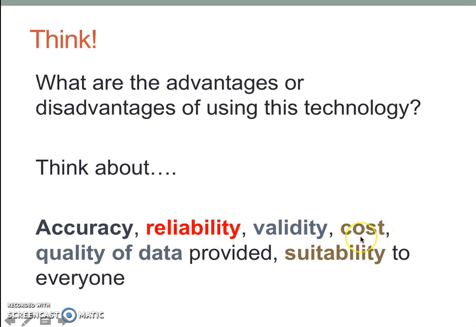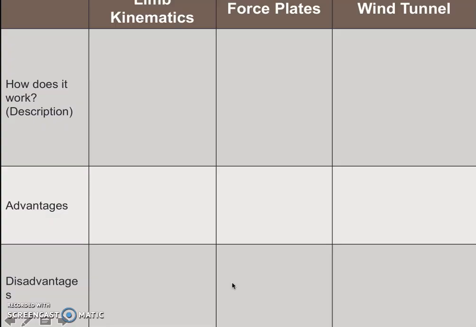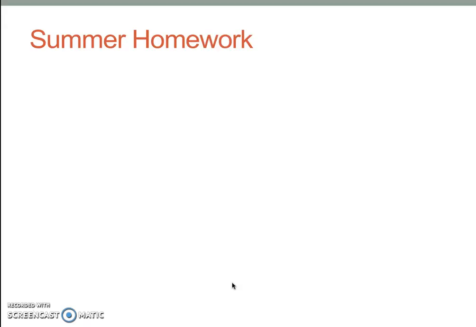Costings. Very, very interesting, is it? I wonder how much it would be for a wind tunnel for an hour session. Quality of the data, I imagine, is very, very high. But then, is it going to be suitable for everybody? You'd say again, probably not. So what you need to be able to do then is state how each one of these different elements works: limb, kinematic, force plate, and then wind tunnel. What are the advantages? And then what are the disadvantages?